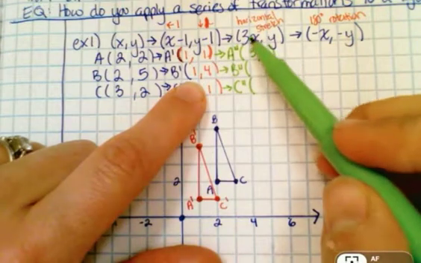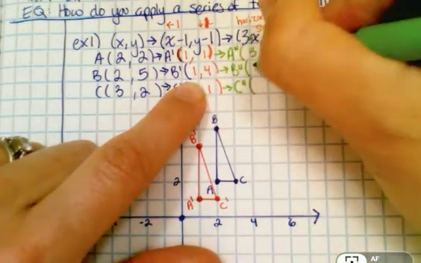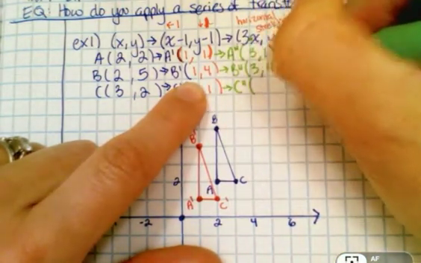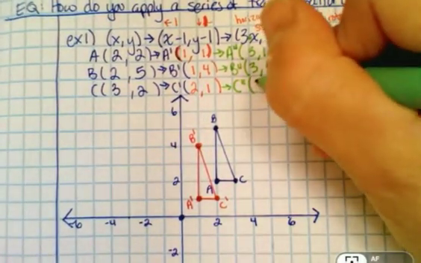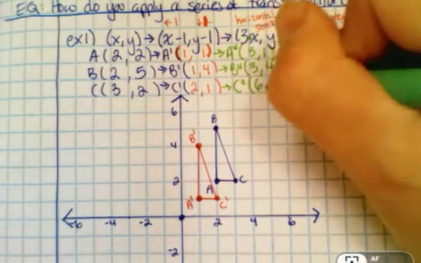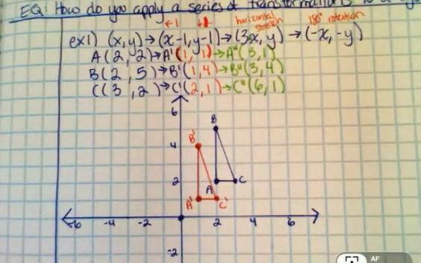Again, I'm going to take X, multiply it by 3. 1 times 3 is 3. Y remains unchanged. Go ahead and do C double prime. And hopefully you got 6, 1. Graph it.